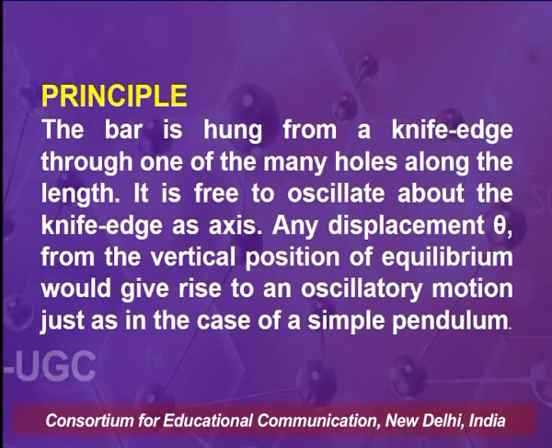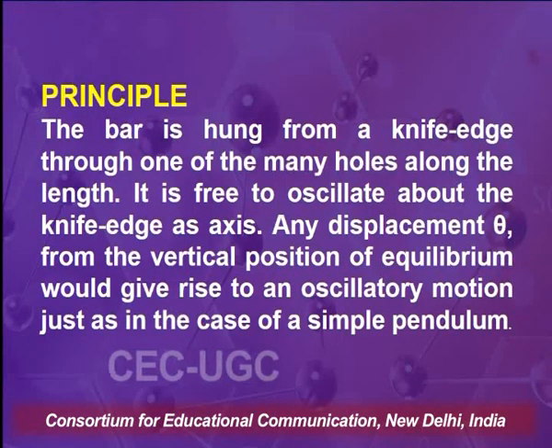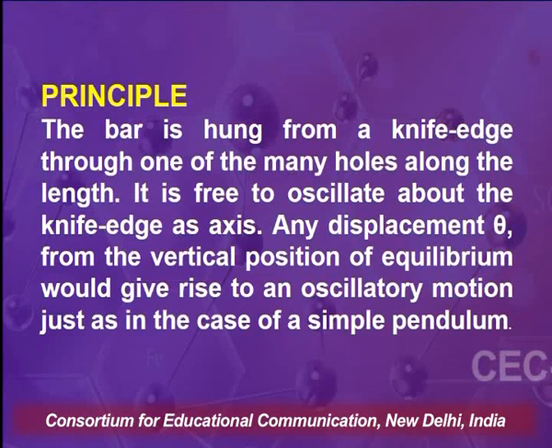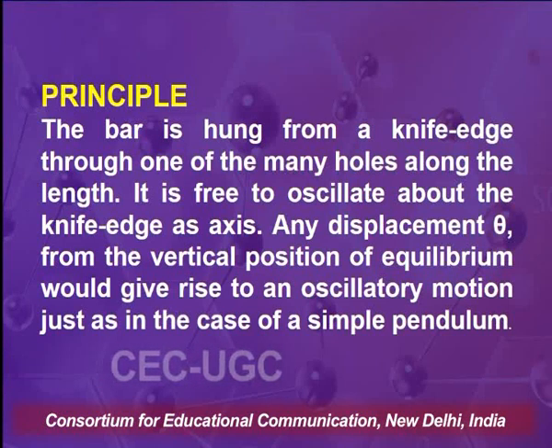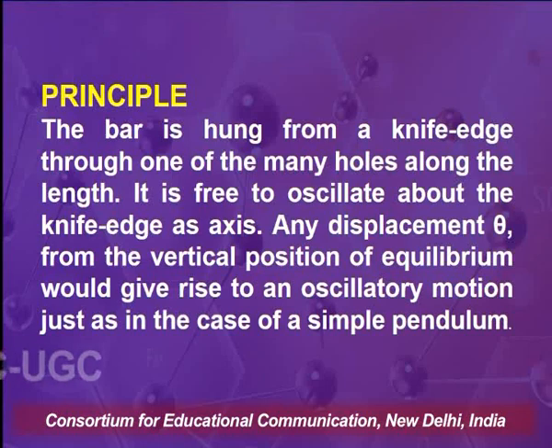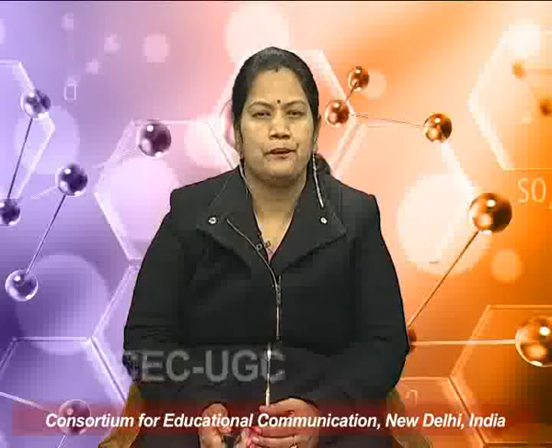So what is the principle of bar pendulum? The bar is hung from a knife edge through one of the many holes along the length. It is free to oscillate about the knife edge as axis. Any displacement theta from the vertical position of equilibrium would give rise to an oscillatory motion, just as in the case of a simple pendulum. So this is the basic principle of bar pendulum.